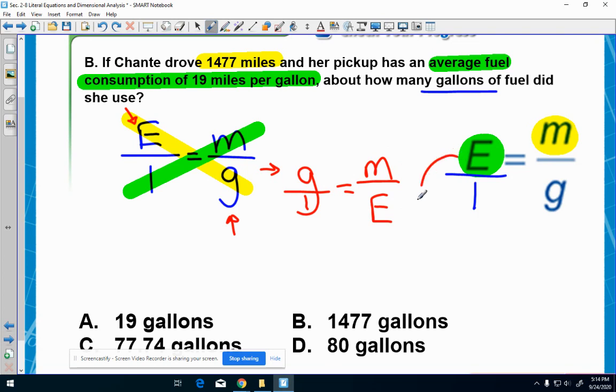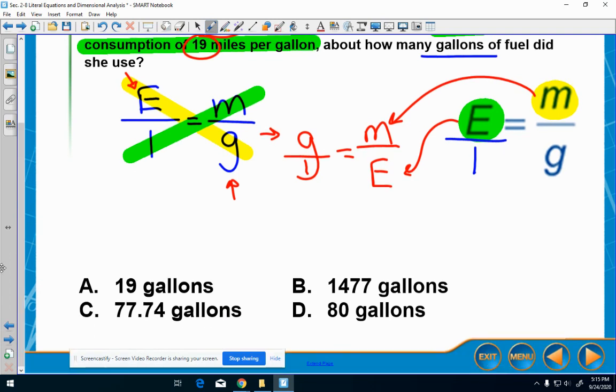And if you look over here, I know what M and E are equal to. It says if I want to find the gallons, just simply take the miles and divide it by the miles per gallon, the economy. So if I take 1477 divided by 19, I get an answer of 77.7368, and so on. And so I know that C will be my final answer.